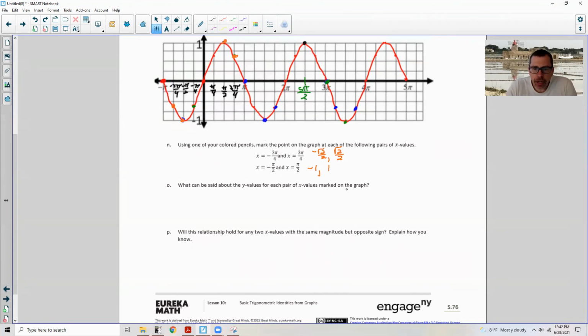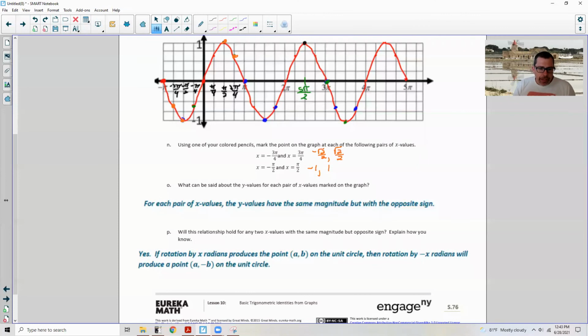What can be said about the y values for these pairs of x values marked on the graph? For each pair of x values, the y values have the same magnitude but the opposite sign, once again. P, will this relationship hold for any two x values of the same magnitude but opposite sign? And explain how you know. So the answer is yes. If a rotation by x radians produces a point A comma B on the unit circle, then rotating it by negative x radians will produce a point A comma negative B on the unit circle.